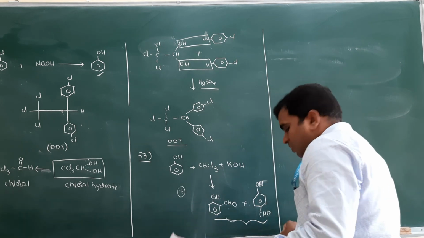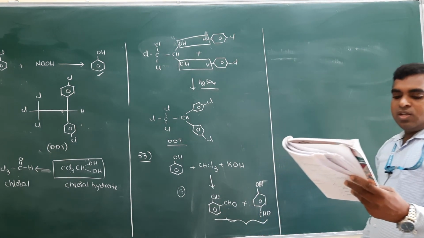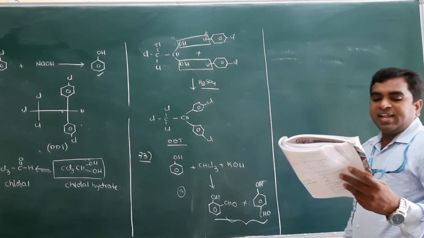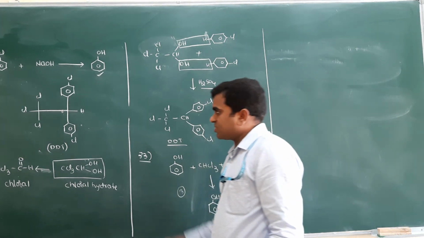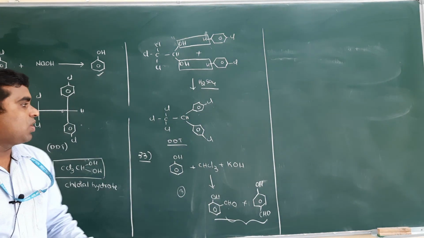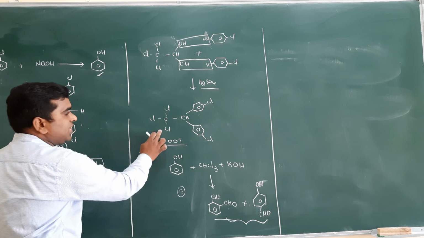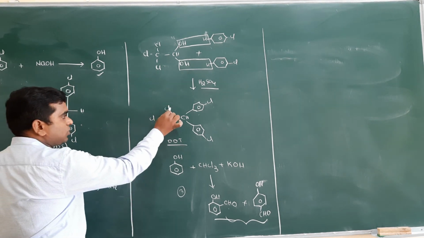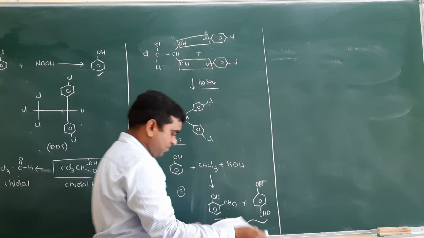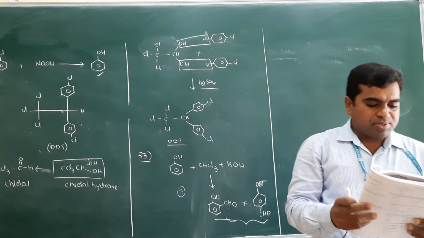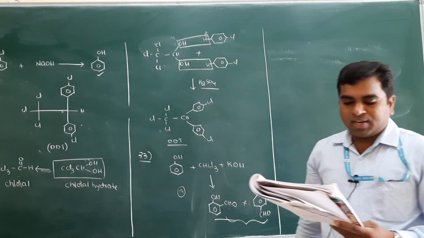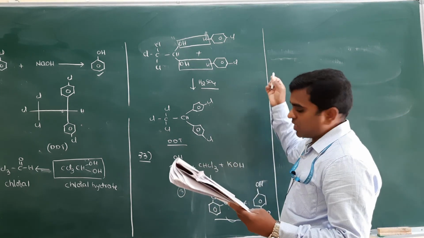Clear? Next question. The molecular formula of DDT has how many chlorine atoms? Just now we have discussed it. You see the structure of DDT. How many chlorine atoms are there? 1, 2, 3, 4 and 5. So option 1 is the correct one. Clear? Next one, question number 35.